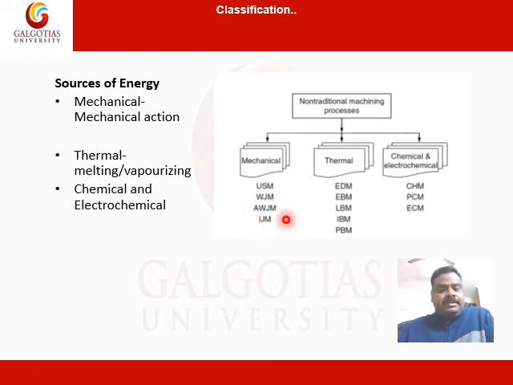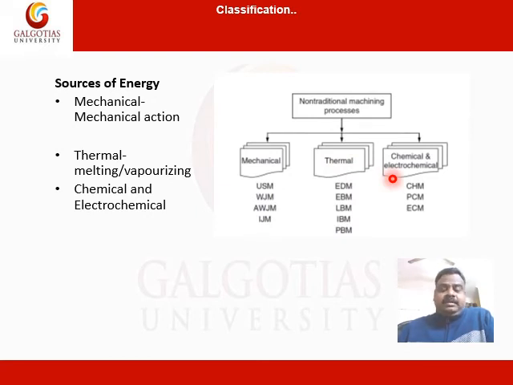to remove the material. In case of thermal energy, the thermal energy is applied to melt or vaporize the workpiece and then remove the material. Most of the beams like electron beam, laser beam, ion beam and plasma beam machining remove the material through thermal sources of energy.